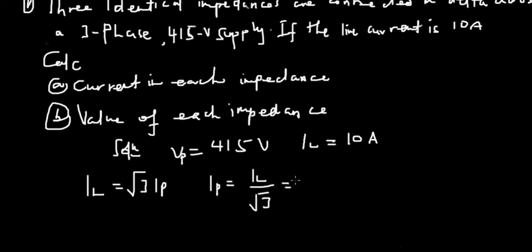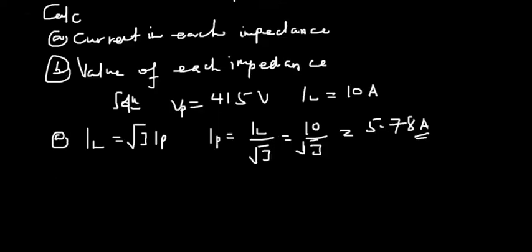So now IL is equal to 10 divided by root of 3, and this will give us 5.78 amps. Right, so these are the current in impedance. Now let's look at the value of each impedance.